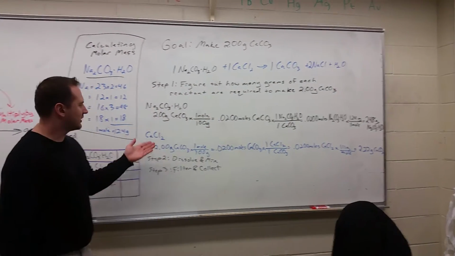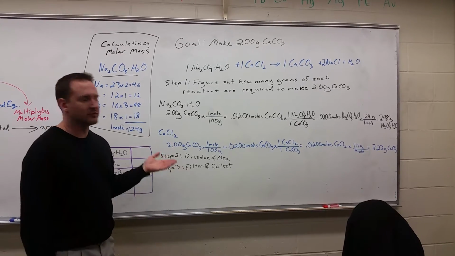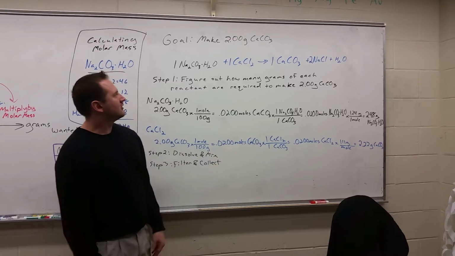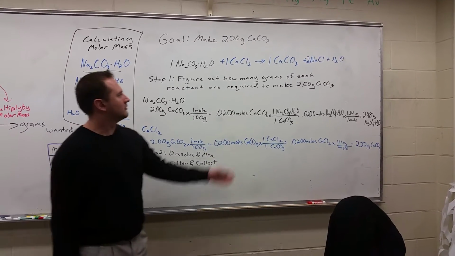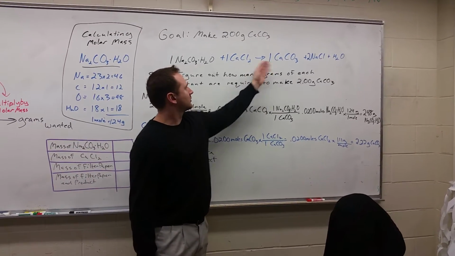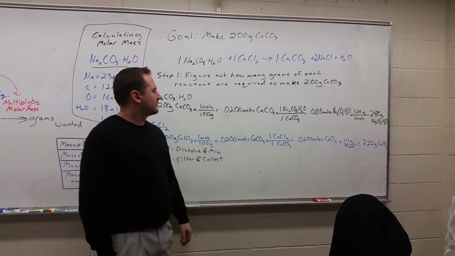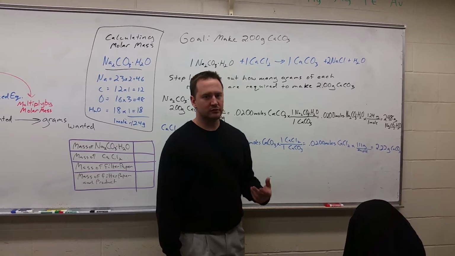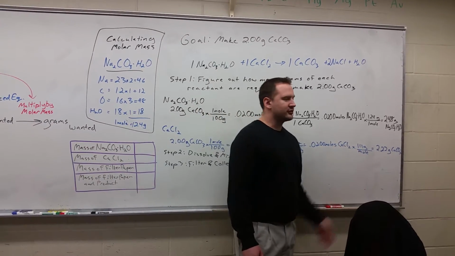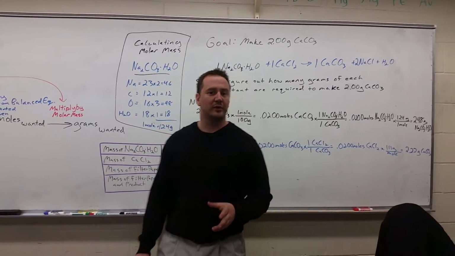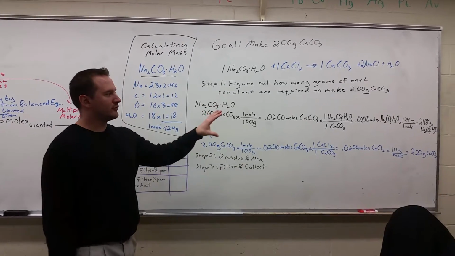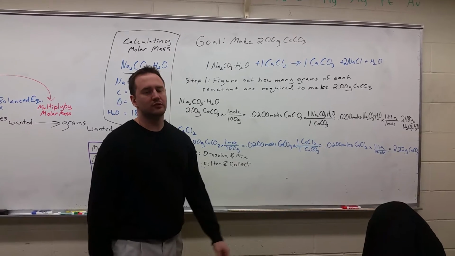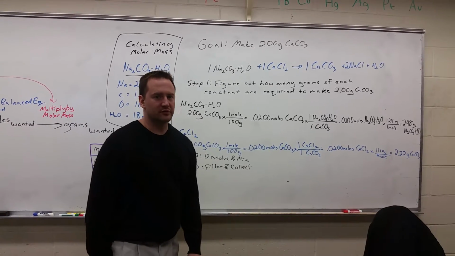And then we do the same thing for calcium chloride. We have 2 grams of calcium carbonate we're trying to make. We figure out how many moles that is. And the ratio is still the same because you get 1 mole of calcium carbonate for every 1 mole of calcium chloride that you use. So same number of moles of calcium chloride required, and then you multiply that by the molar mass of calcium chloride. So we've determined that we need 2.48 grams of sodium carbonate monohydrate, and we need 2.22 grams of calcium chloride for this reaction.